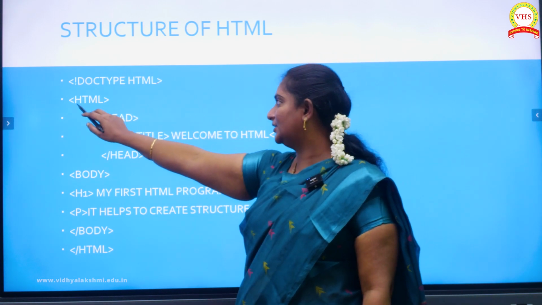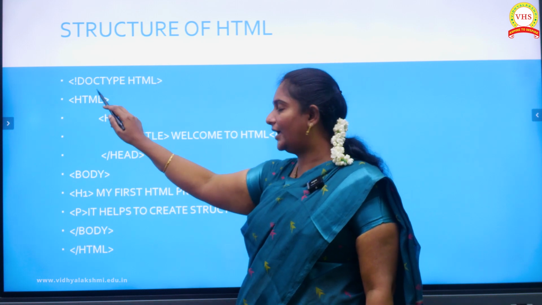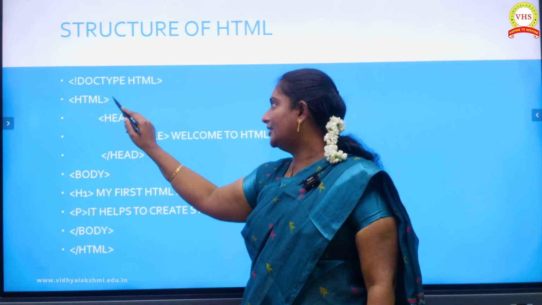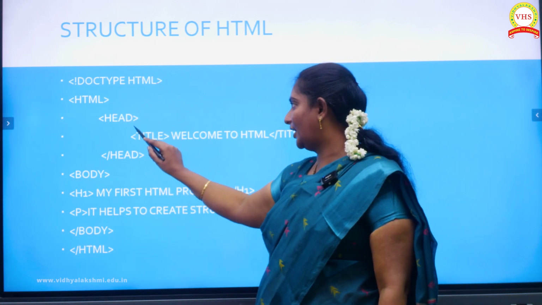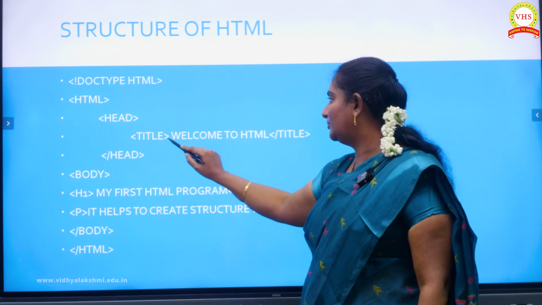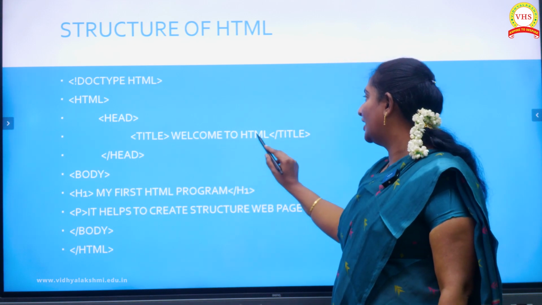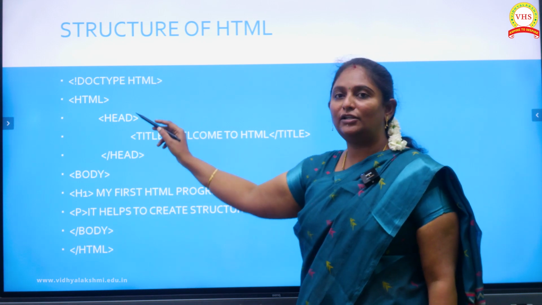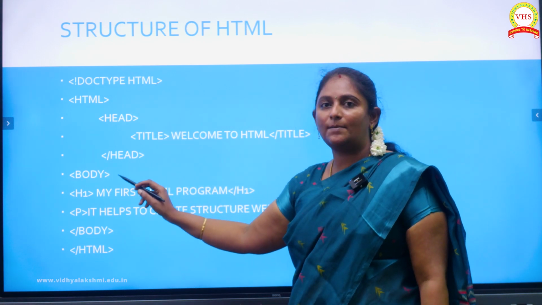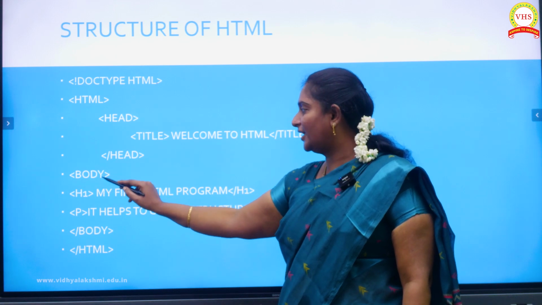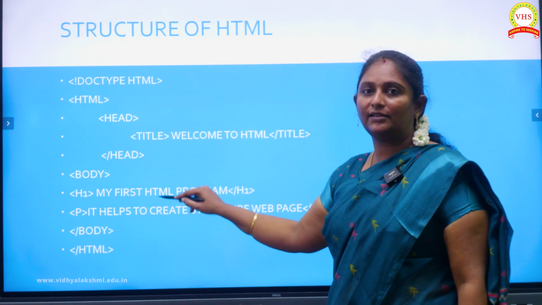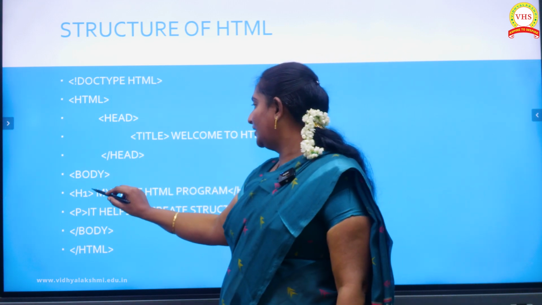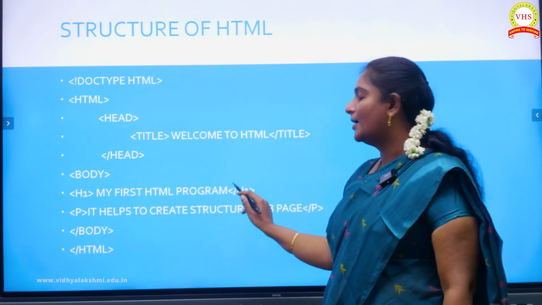So what is the first one? That is the root element, HTML. All HTML programs start with this HTML tag. Then inside the HTML tag, the head tag will be there. Inside the head tag, the title will be there. This title is welcome to HTML. The title tag has to be closed here. Then the head is closed here. The next one is the body tag. The real content displayed in the web page is what we write in this body tag. So we have to write my first HTML program.